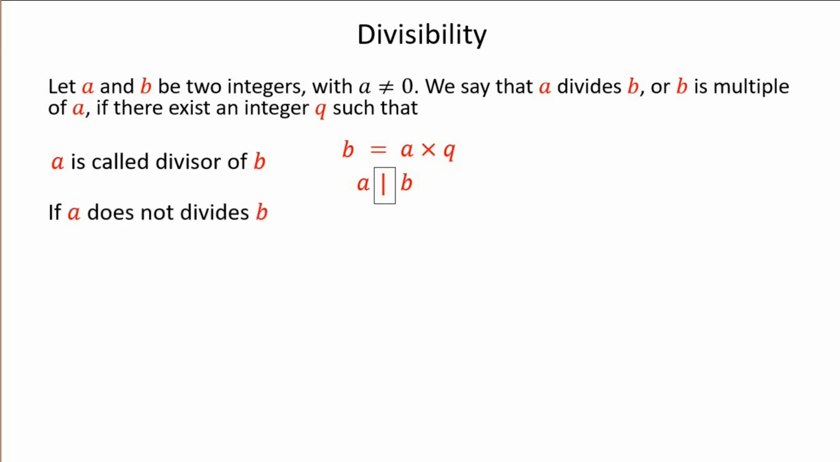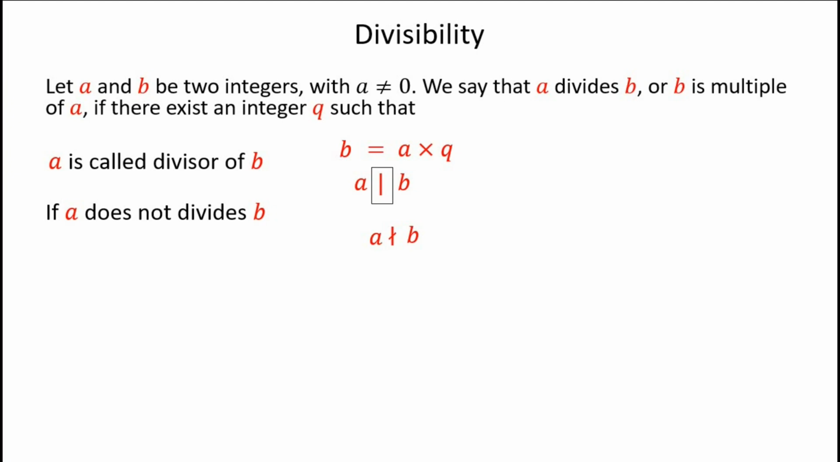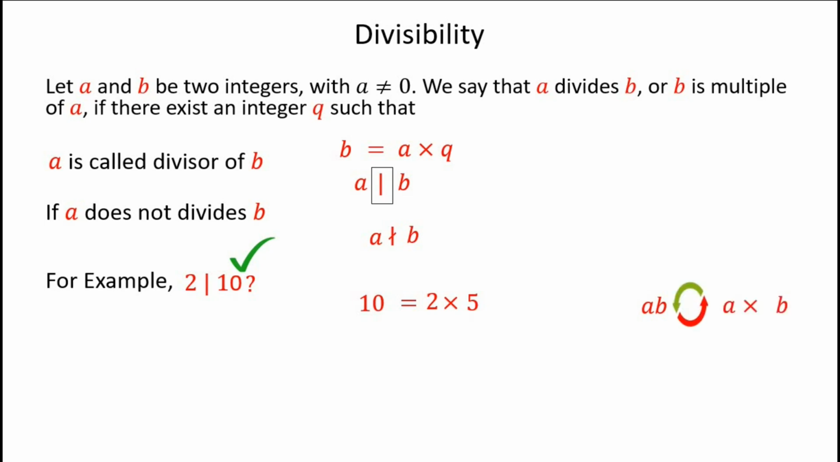If a does not divide b, in this case we write a ∤ b. Let me ask a question. Does 2 divide 10? The answer is yes, because there exists an integer, 5, such that 10 is equal to 2 times 5. Here 5 also divides 10 because there exists an integer 2 such that 10 is equal to 5 times 2. For simplicity, throughout we will write ab instead of a cross b.